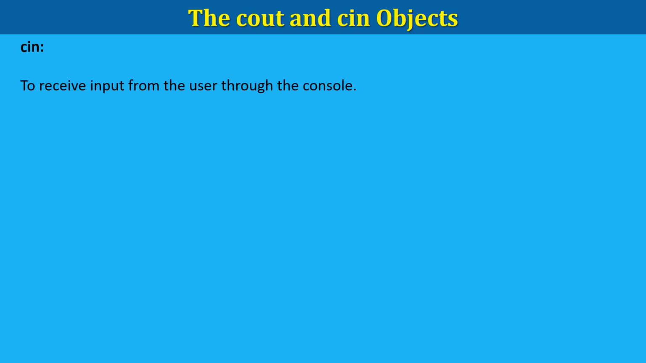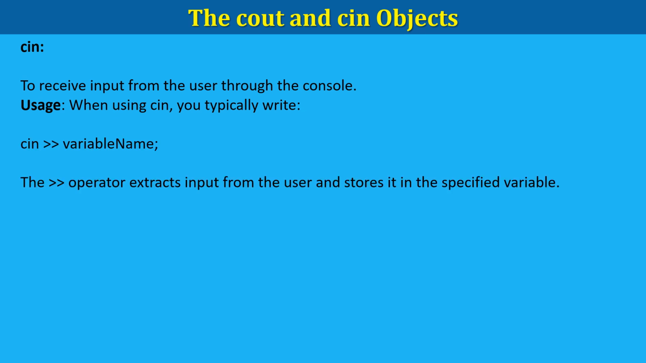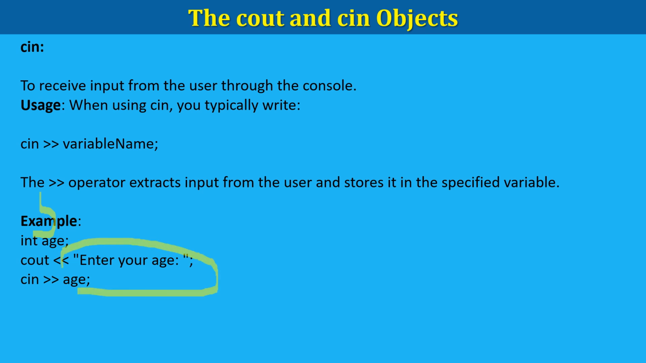cin. The cin object is also part of the iostream library, and it's used to receive input from the user through the console. When using cin, you typically write cin >> variable name, and the operator extracts input from the user and stores it into a specified variable. In this example, the user is prompted to enter their age, which is stored in the variable age.